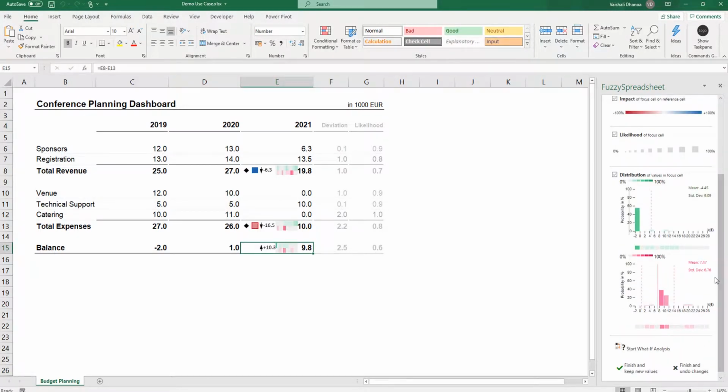We analyze this range in the side panel. The computed new mean value is 7.47 and the standard deviation is 6.76. The spread is reduced in the pink heat map as well as in the histogram. By hovering over a bar, we see that the probability of the balance lying between 4 and 6,000 euros is at 3%. We can continue making adjustments until we get a reliable range.